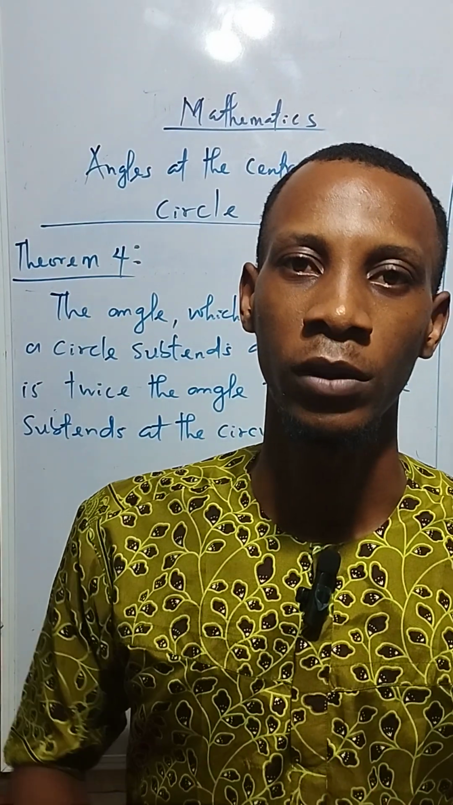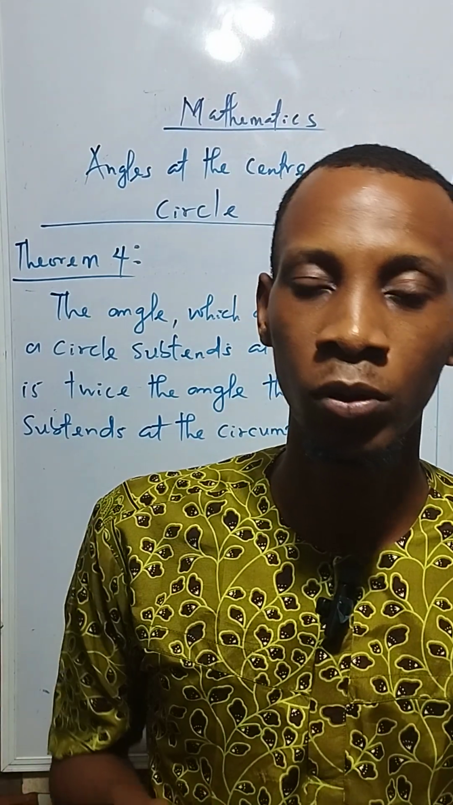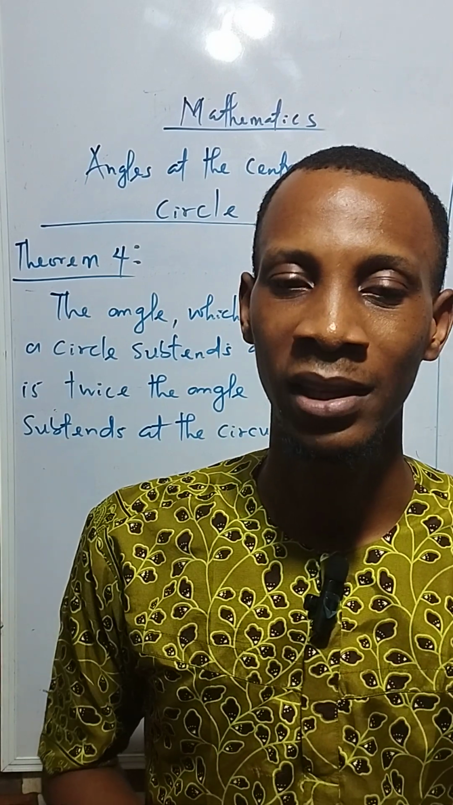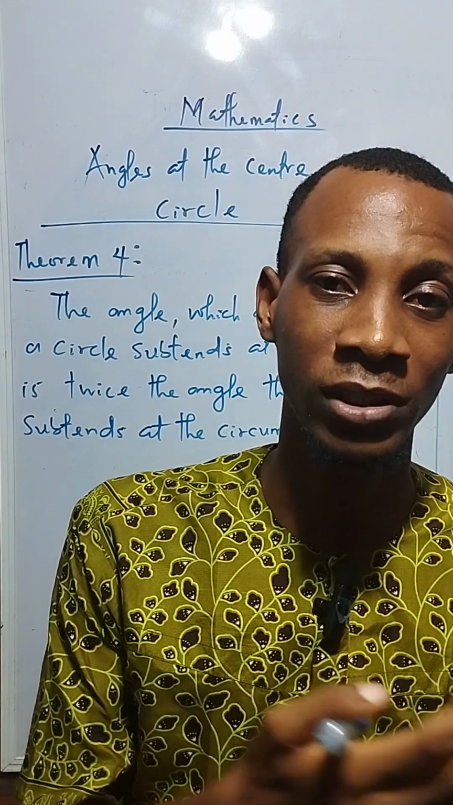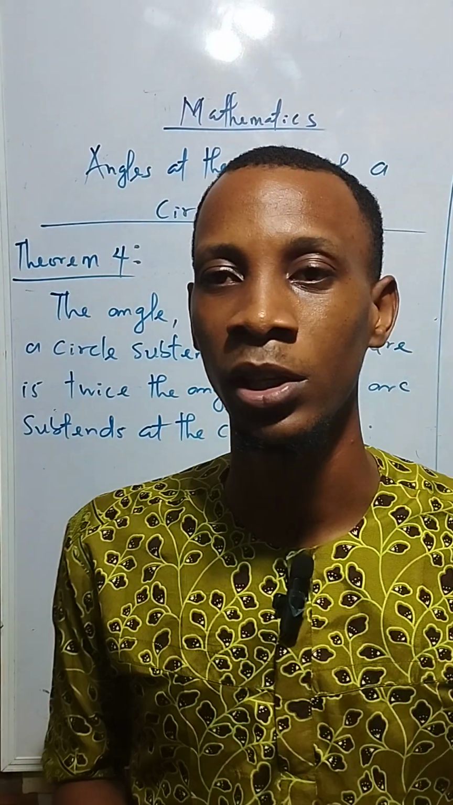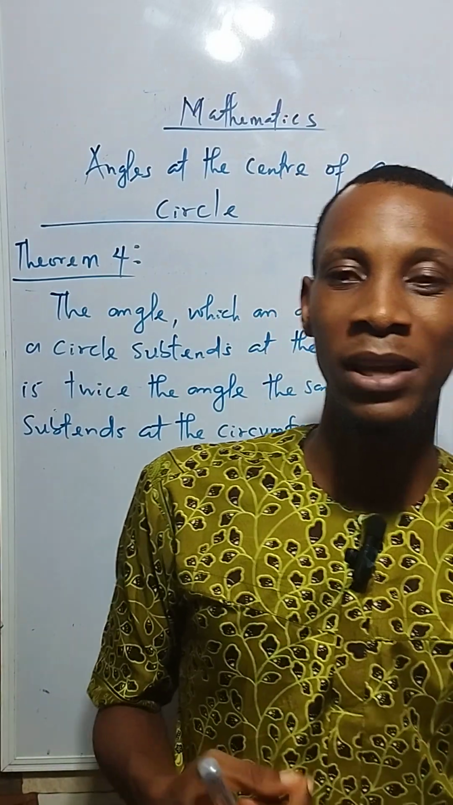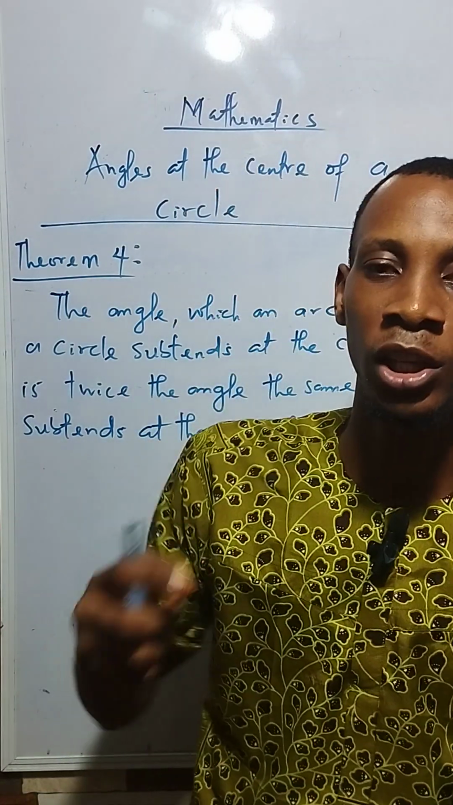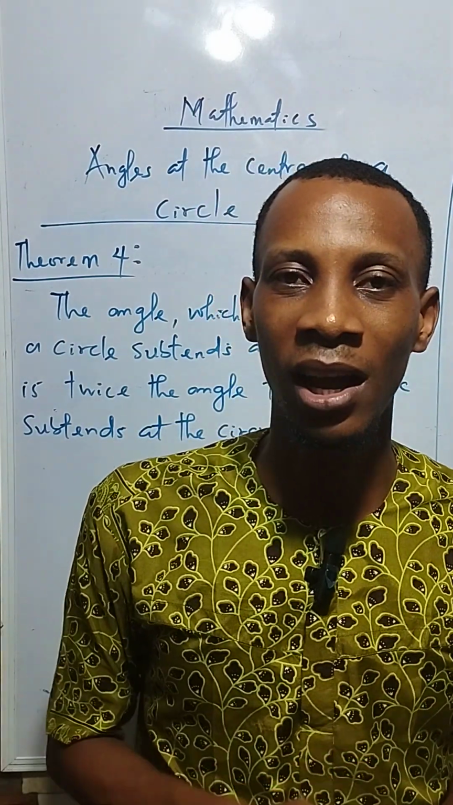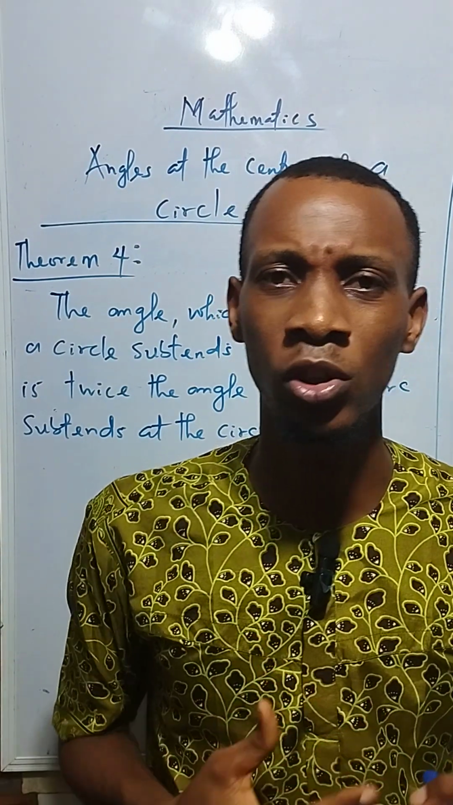For the theorems, you've seen the one that we said that a straight line drawn from the center of the circle to the midpoint of a chord, which is not a diameter, is at right angle. We've also seen the corollary of the statement when we say that a straight line that is drawn from the center of the circle is perpendicular to the chord. We've also seen theorem 3 where I mentioned that equal chords are equidistant from the center of the circle.